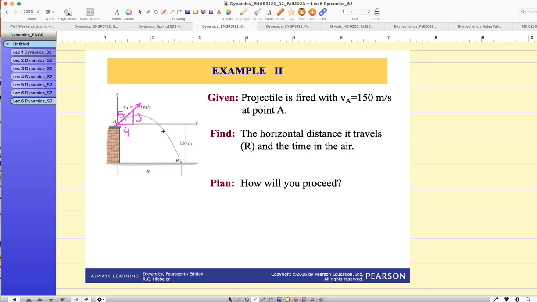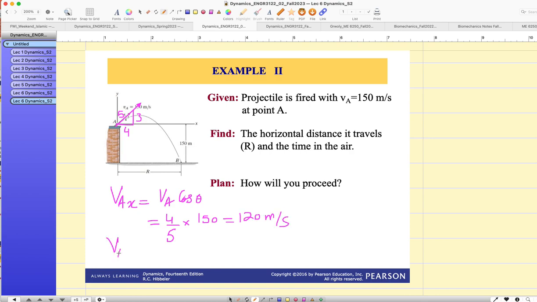Because what is adjacent over hypotenuse in a right angle triangle? If I want to find VAX, it is VA cosine theta, correct? What is cosine theta equal to? Base over hypotenuse, or 4 over 5, correct? So I can write 4 over 5 times 150, and that is equal to 120.